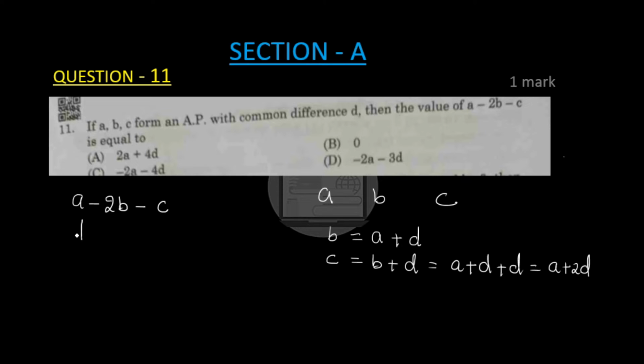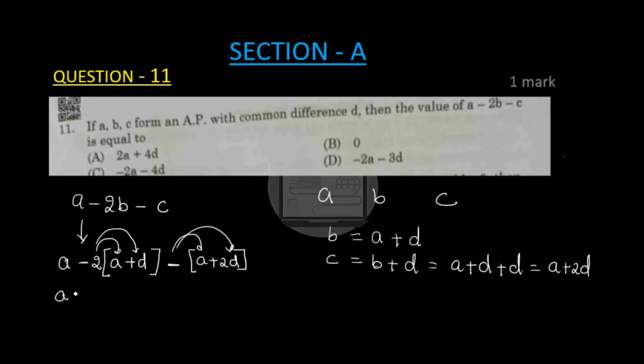And now in this expression we will substitute the value. So A will be kept as it is, B will be written as A plus D. Please remember to put the bracket around A plus D so that you can distribute this minus 2 properly. Then a minus and again a bracket, value of C, which is A plus 2D. I'll distribute this minus sign here. So I'll get A minus 2 times A is minus 2A and minus 2 times D is minus 2D. And here when I distribute the negative sign, I get negative A, negative 2D.